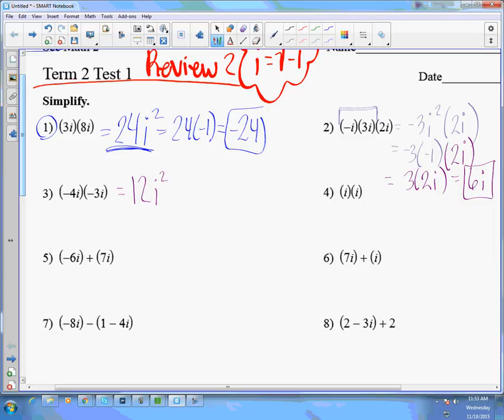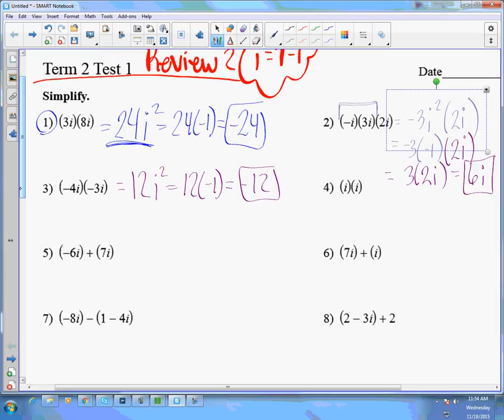Is this good for my answer? No. We need to change it. Rachel, what do we need to do for that? What have we done with all those other problems? The i squared. It's -1. So this is 12 times -1, which is -12. You only get the i squared when you're multiplying. When you're adding or subtracting, you're not going to get the i squared unless you start with an i squared. You can see all the ones below, adding and subtracting, there's not an i squared to start with.